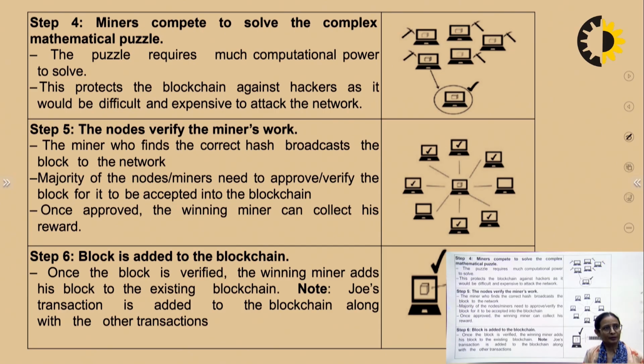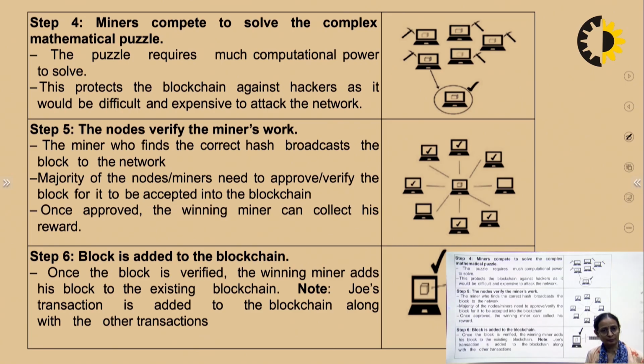In this consensus algorithm there is a puzzle, and all the miners need to solve this puzzle. The puzzle requires much computational power to solve, and this protects the blockchain against hackers, as it would be difficult and expensive to attack the network.